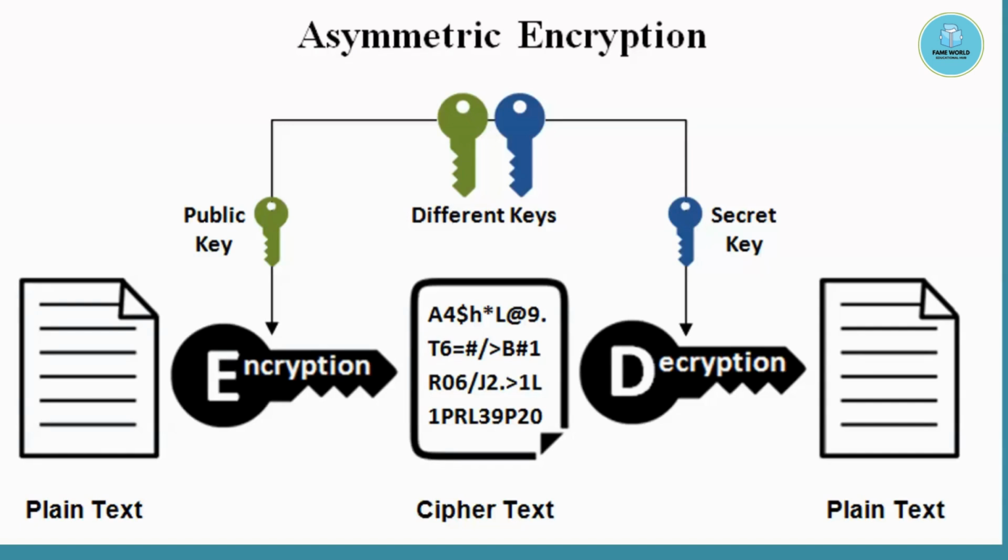Here is the diagrammatic representation where the public key and secret key are the two different keys. The secret key or the private key is the same thing. The public key is the public key. Two different keys are used. One key is used for the encryption purpose, and another key is used for the decryption purpose.